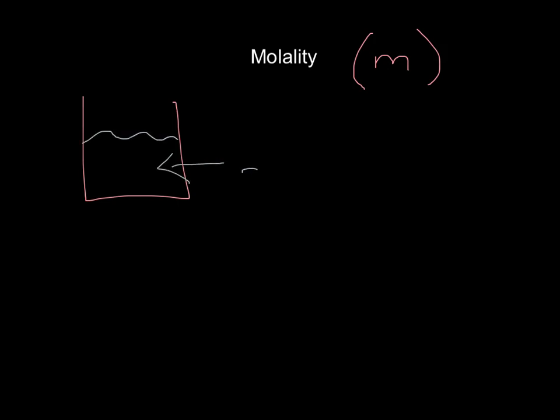Molality is another way of measuring the concentration of a solution. It's not used quite as often as molarity, and that's why instead of representing it with a big M, we use a little m. To measure molality, you measure the mass of your solvent, which is usually water, and you need your mass in kilograms.